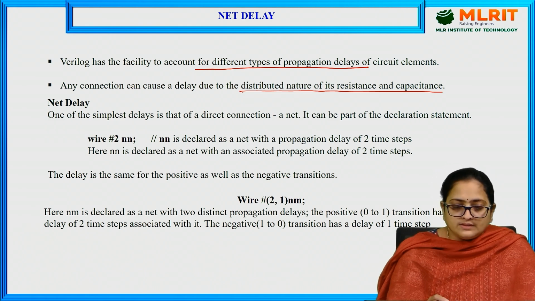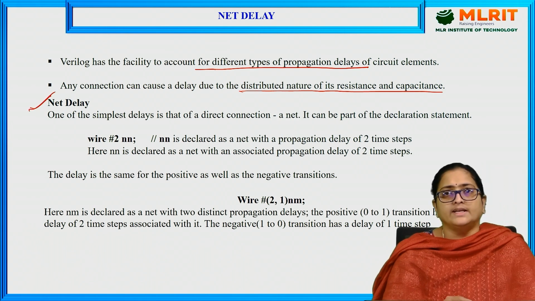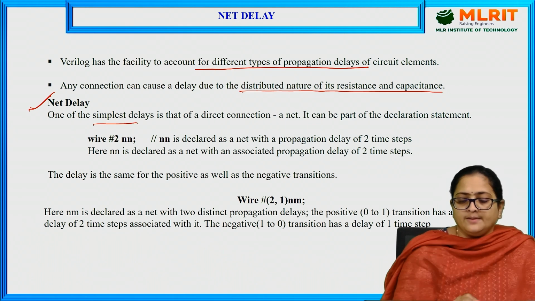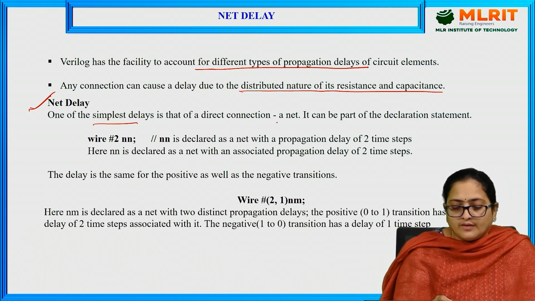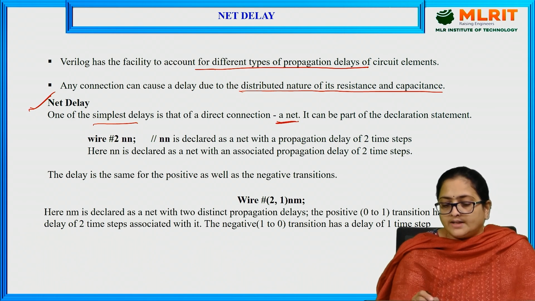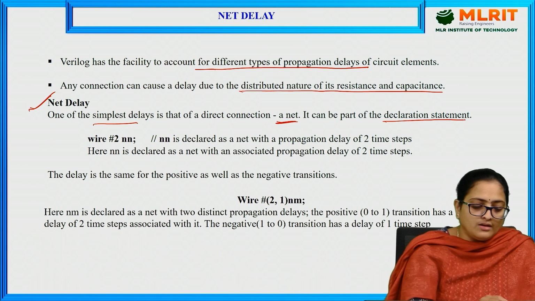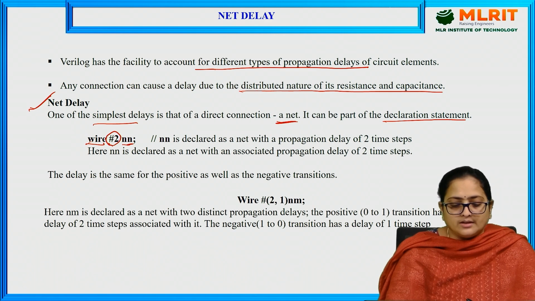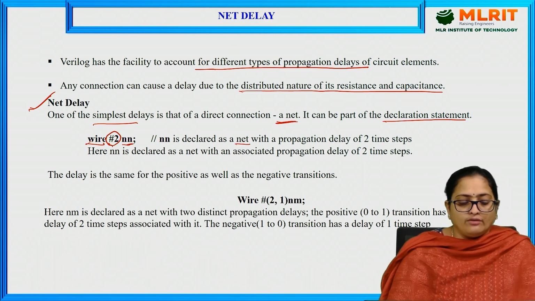Now, the first delay which I wanted to speak about here is net delay. How to implement a net delay in a gate level. This is one of the simplest delays that can be given with a net, and it can be a part of a declaration statement. For example, wire is a net type. This #2 represents a delay, and NN is declared as a net with a propagation delay of 2.